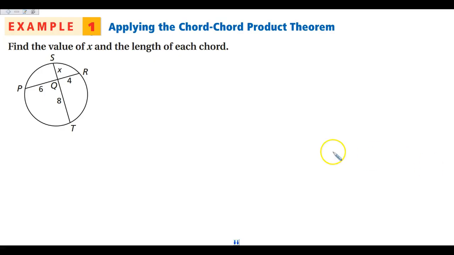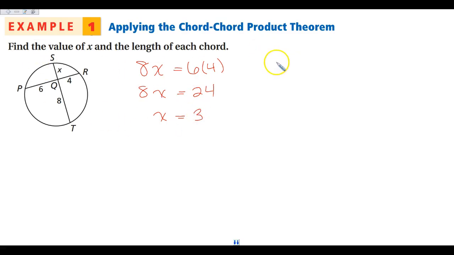So let's take a look at what that looks like. If I have two chords intersecting inside the circle, so point Q is intersecting inside the circle, that means I'm going to take the pieces of chord ST, which are 8 and X, and multiply them together. That's going to equal the pieces of the chord PR multiplied together. So it's 6 times 4. That means 8X is going to equal 24. So X is going to be 3.